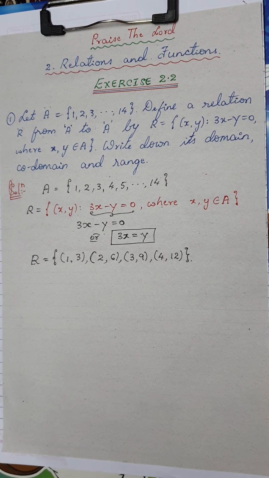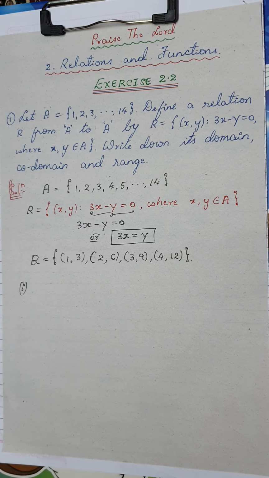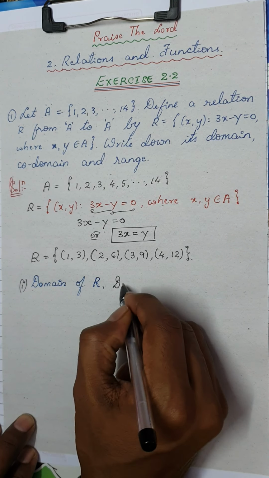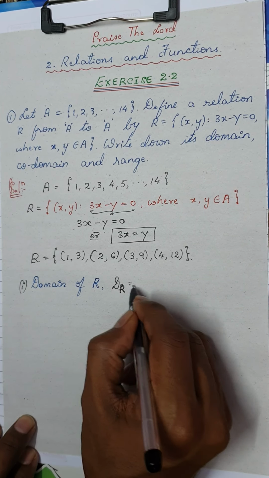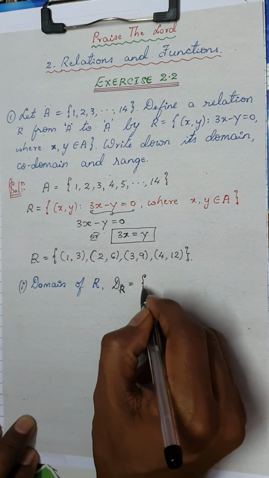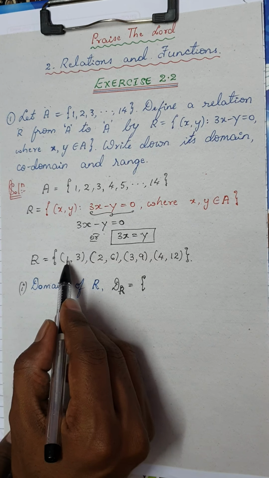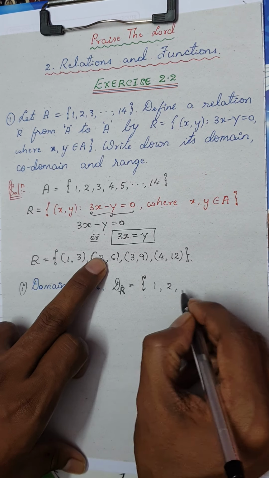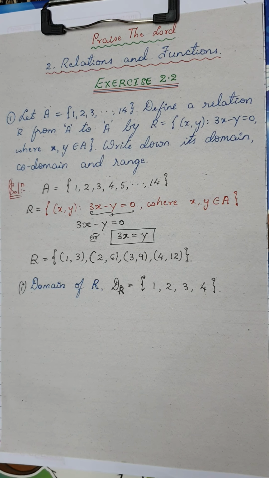Once you write this relation, you can easily write the domain, codomain and range. Therefore, first, what is the domain of R? Let us write the domain of R. Usually I write the domain of R denoted by D of R. We all know the definition: the domain of a relation is a set containing all the first elements. So first let me take all the first elements. It is 1, 2, 3, 4. So this is the domain of the relation.